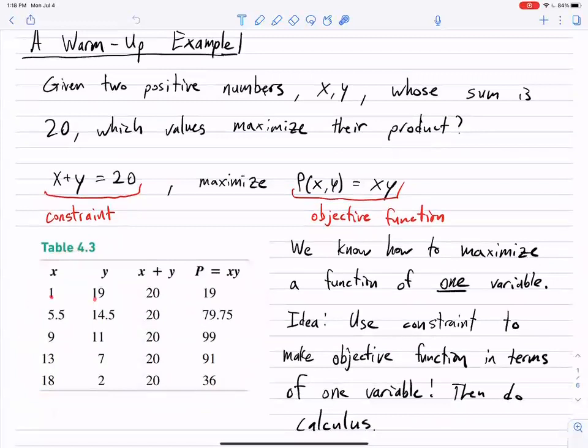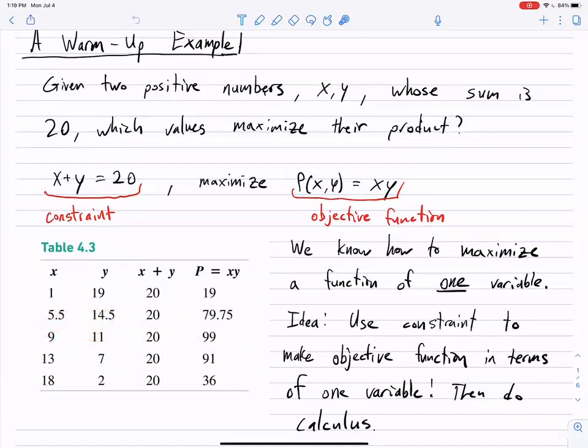So 1 and 19. If you add them, they're 20. Their product is 19. If you do 5.5 and 14.5, again, they add to 20, and their product is now 79.75. 9 and 11 give us 99. 13 times 7 gives us 91. 18 times 2 gives 36. So it seems that the closer these two numbers get, the bigger their product gets. So what is the actual biggest?